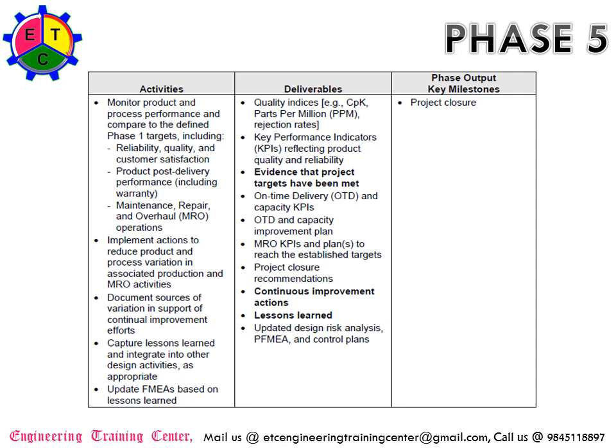So it is a continuous process where we will monitor the product and process performance compared to the KPIs, the key performance targets that are established during the phase 1. So we will be monitoring those and then implement the corrective actions if the process variation is high, and then document the sources of variation and support the continual improvement efforts.